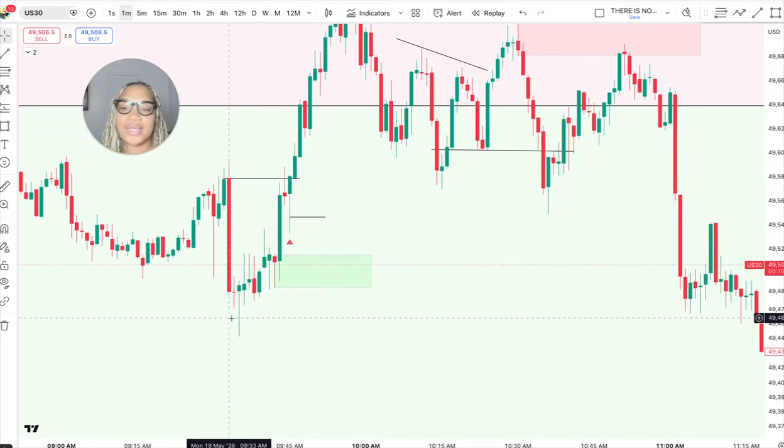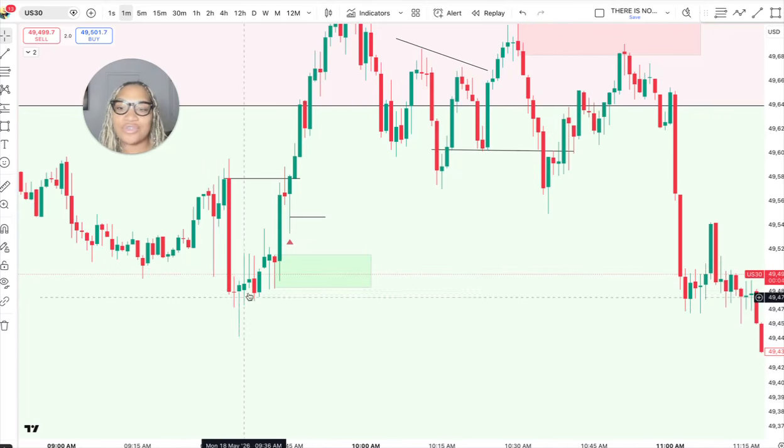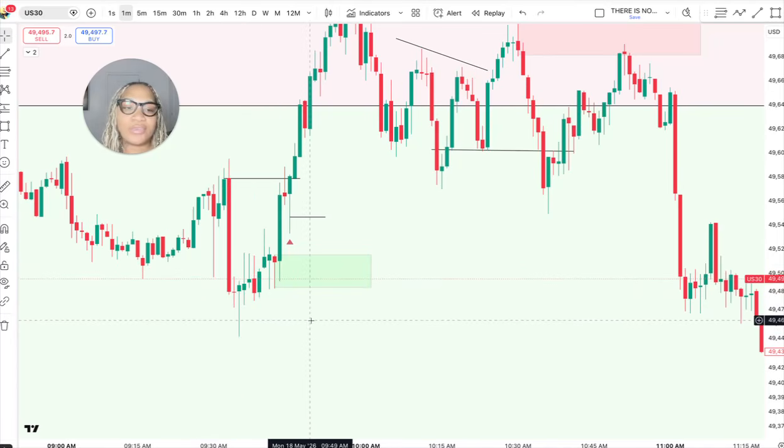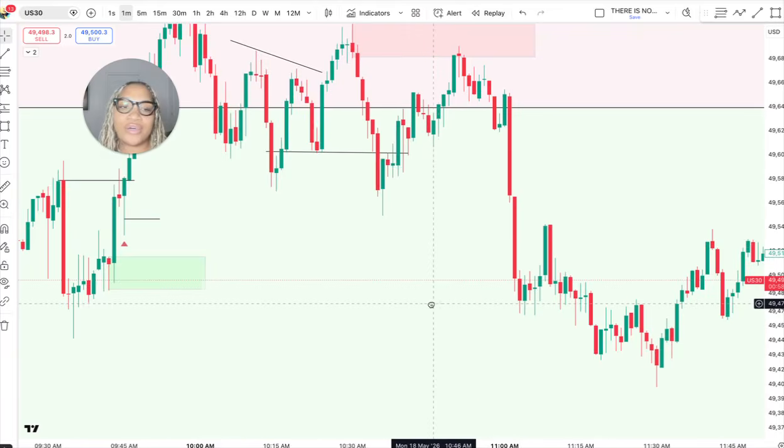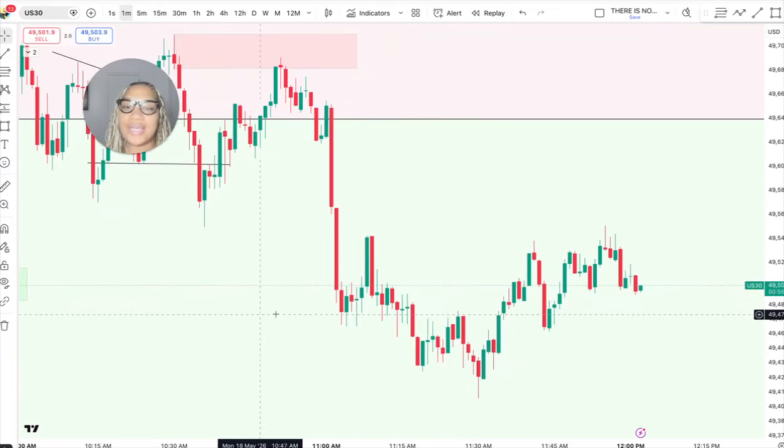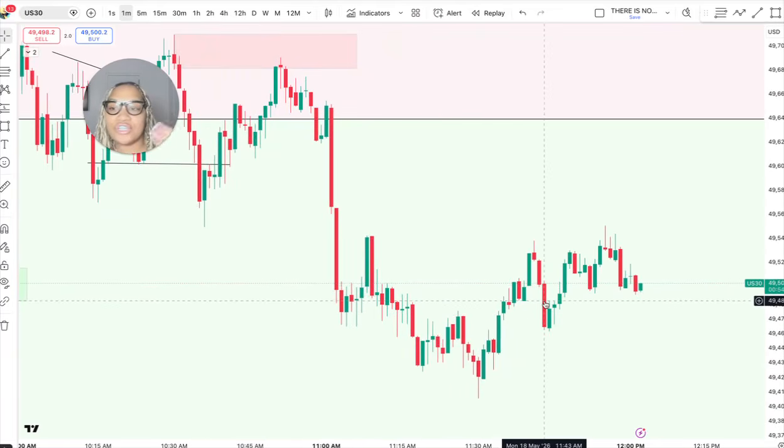People who bought in here, like moments after the New York Open, this was another entry of mine today too, but I kind of got out because I didn't like the choppiness. So these buyers will be a target as well, and then you let the trade go because price, after grabbing that liquidity, we're going to see breaks of structure back to the upside.